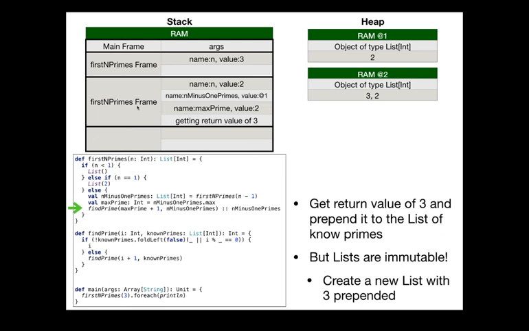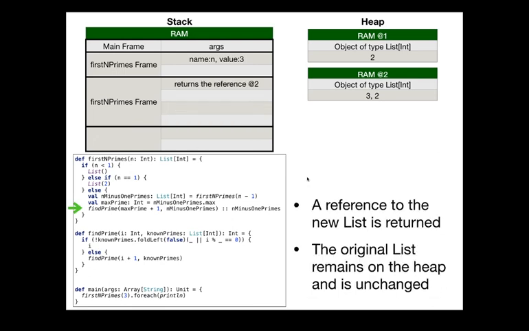So all this frame goes away and resolves to that reference at 2, referring to that new list that was created from the base case, and then prepending 3 to that base case list. This is our new list. This is what we're returning. But this list is still on the heap, and it remains unchanged. So this is going to return back to our other call, which was waiting for first n primes of 2 to return.